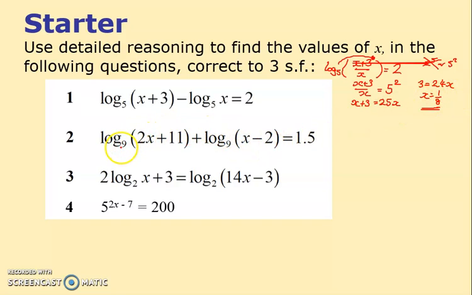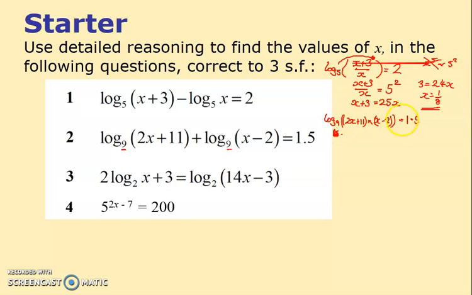Now what's this next one got me to do? Well, it's to the base 9 this time, but now with a plus. So I want to do it really exactly the same way. I'm going to say the log to the base 9 of, well, it's now the 2x plus 11 times by, what is it, x minus 2. And what's it equal? Equals 1.5. Okay. And I can join these two things together. Sorry, I have joined them together already.